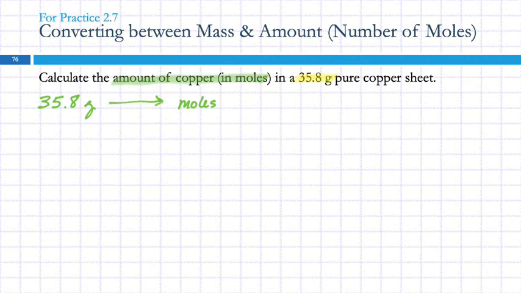We can do this in one step using the molar mass of copper. So if we find copper on the periodic table, it's the symbol Cu, and this one says 63.546, and it's element number 29. This number tells me the mass of one mole of copper.